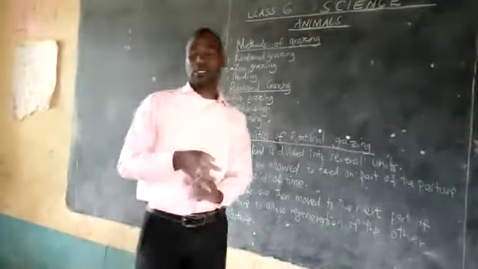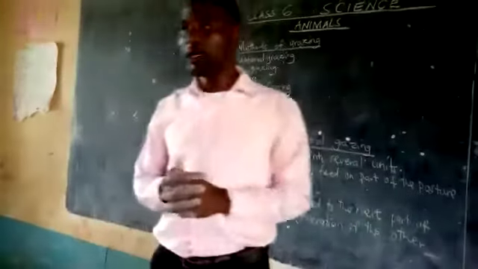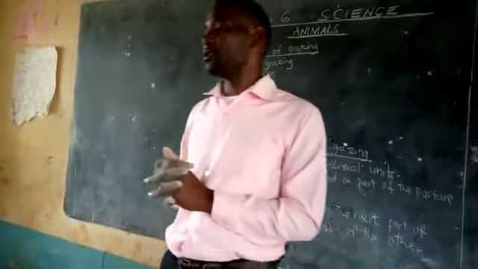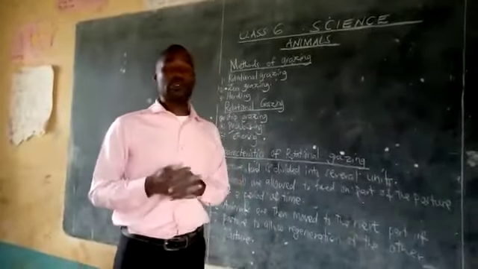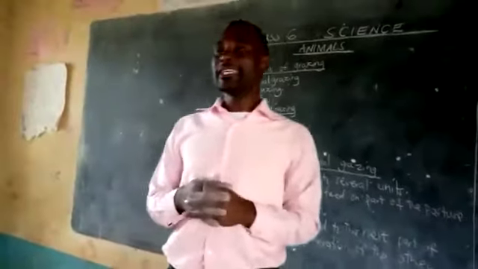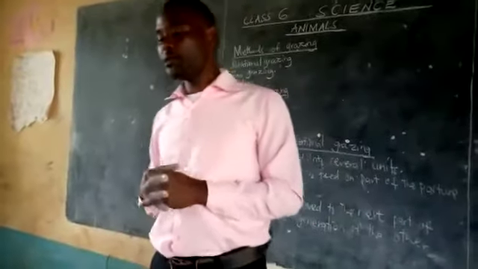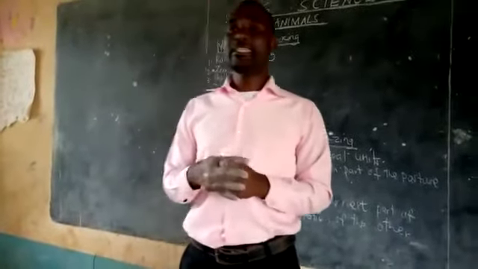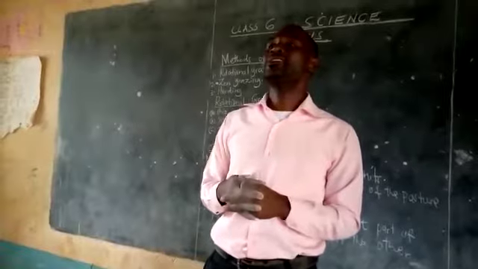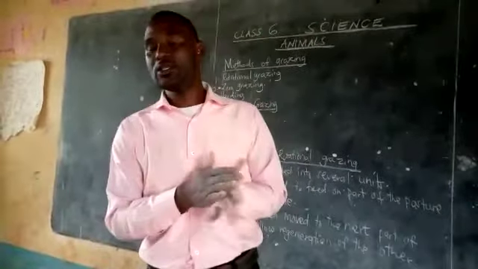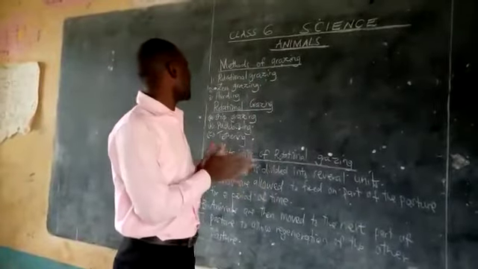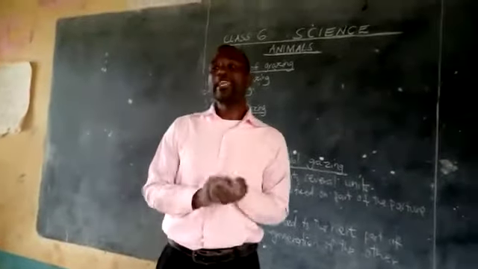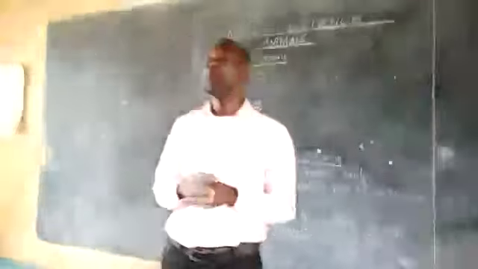Number one is called rotational grazing. Method number two is called zero grazing, or what we call stall feeding. Then number three, we have what we call herding.